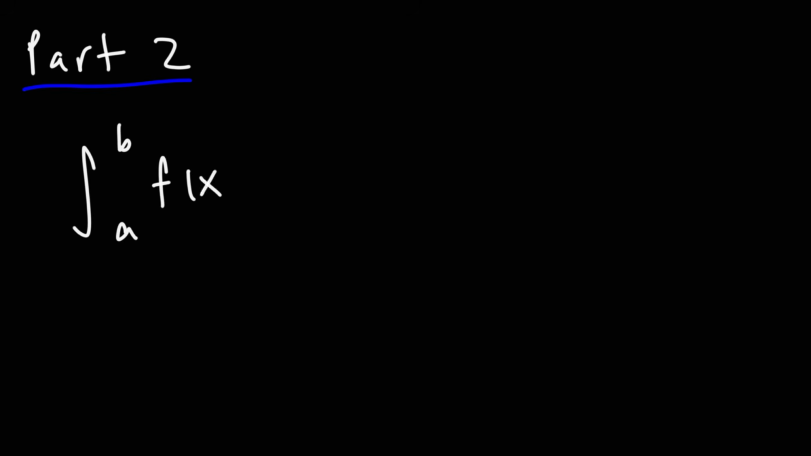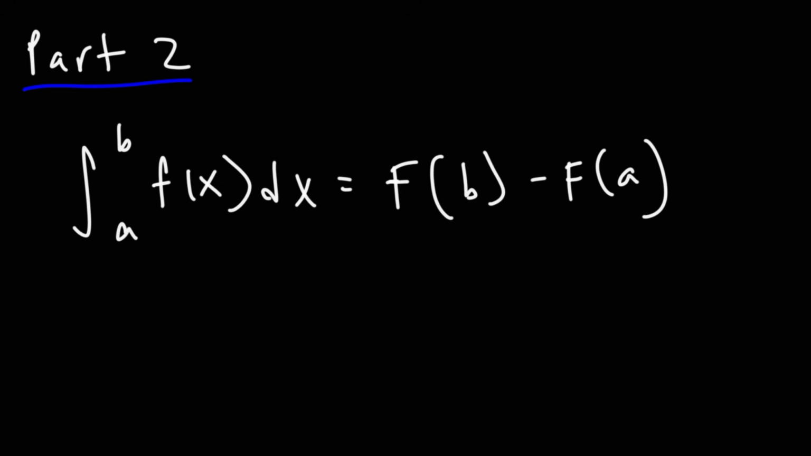Part 2, you're already familiar with it. It's basically evaluating definite integrals. So the integral from a to b of f of x dx is equal to capital F of b minus capital F of a. That's part 2 of the fundamental theorem of calculus.